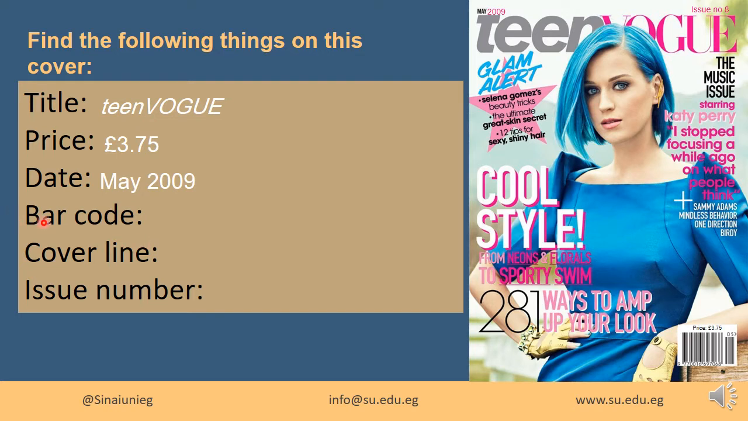What about the barcode? The barcode exists here. I think we are all familiar with it, and this is how it looks. It exists in the bottom right-hand corner. The cover line. The cover line includes the most important topics inside the magazine, and the cover line here is cool style, and it talks about fashion. And here the issue number, we have number 8, and it's pretty obvious right here.